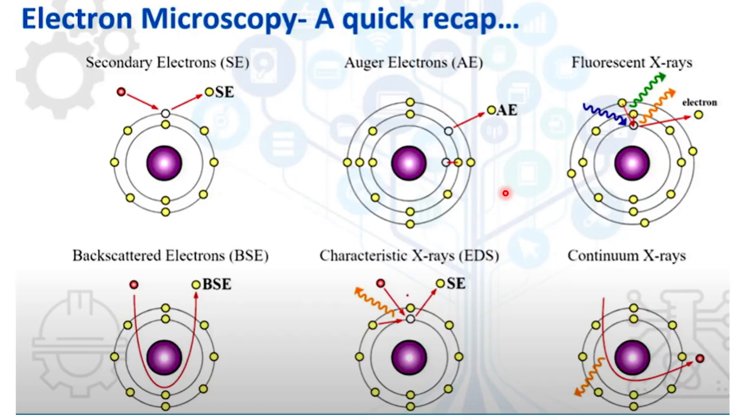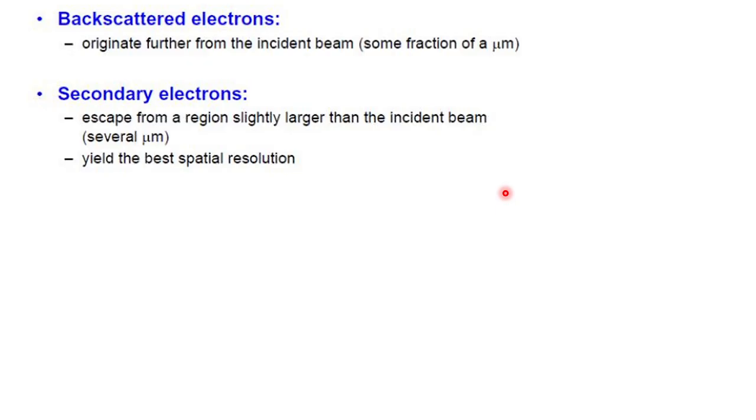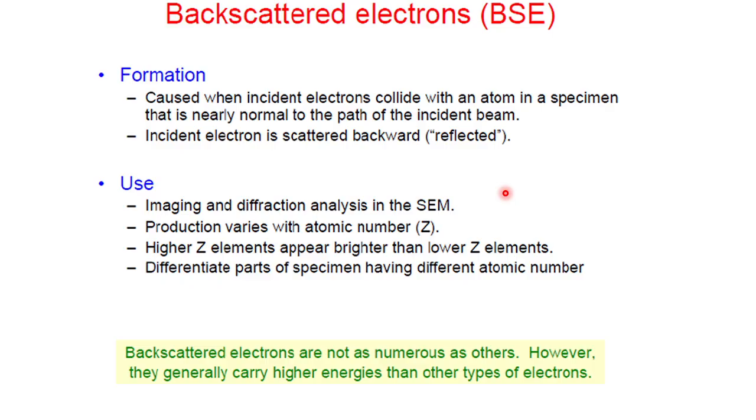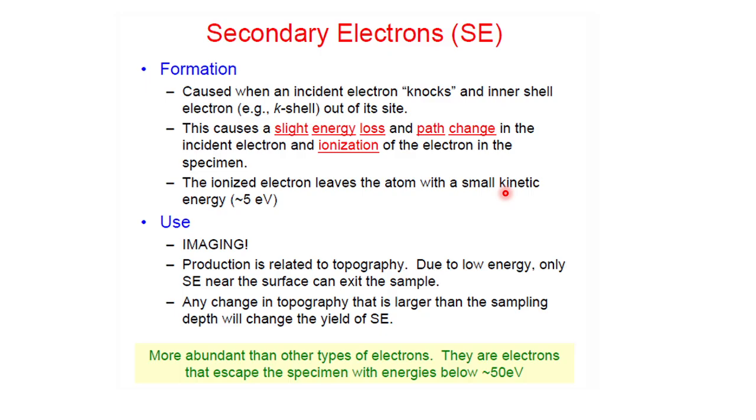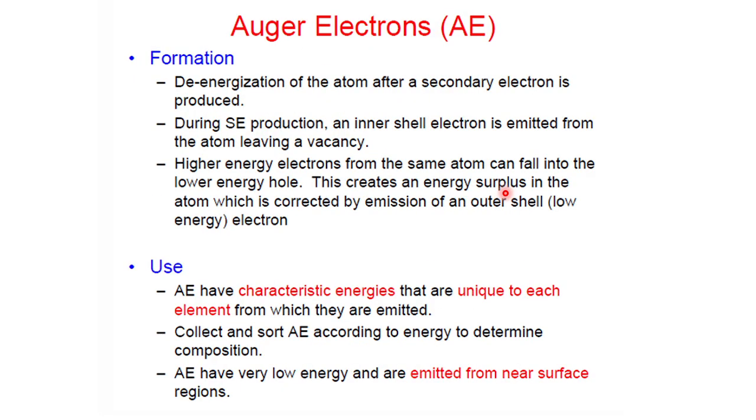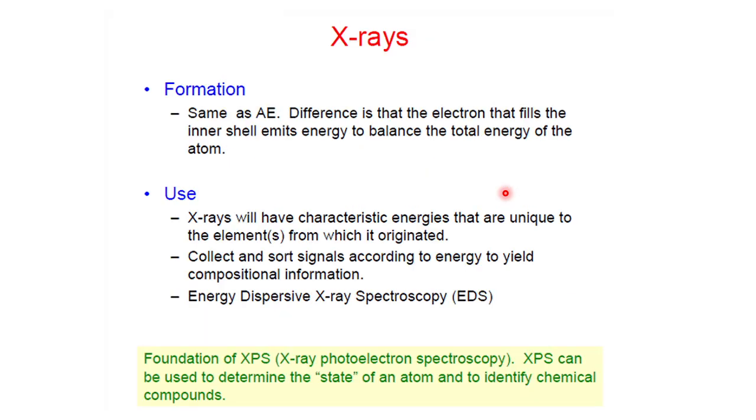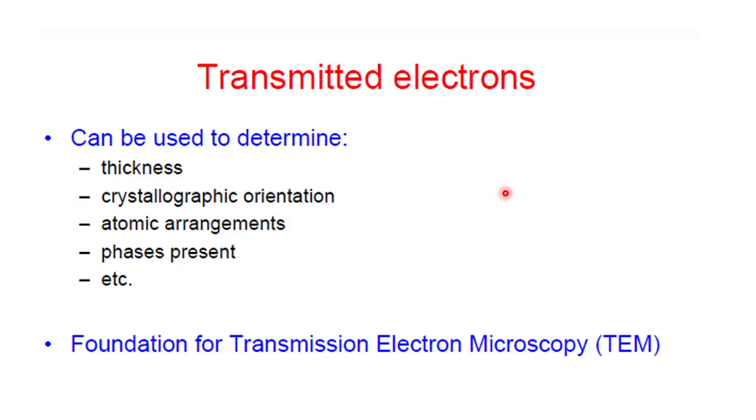In SEM, we mainly detect the secondary electron and backscatter electron. So what is the backscatter electron? That is originated further from the incident beam. The secondary electrons escape from the material or from the sample. Those are less tightly bound with the nucleus. We have already discussed how backscatter electron is generated, and Auger electron, that is the excess energy that can knock out another electron, or that excess energy can be released as an X-ray. So we have also discussed how X-ray is formed.